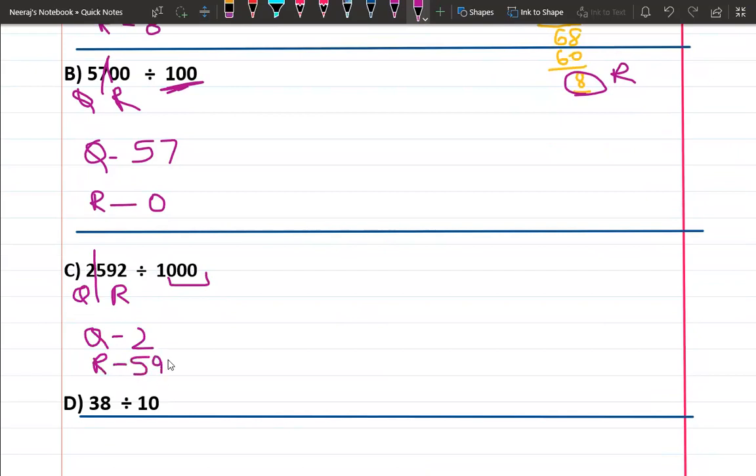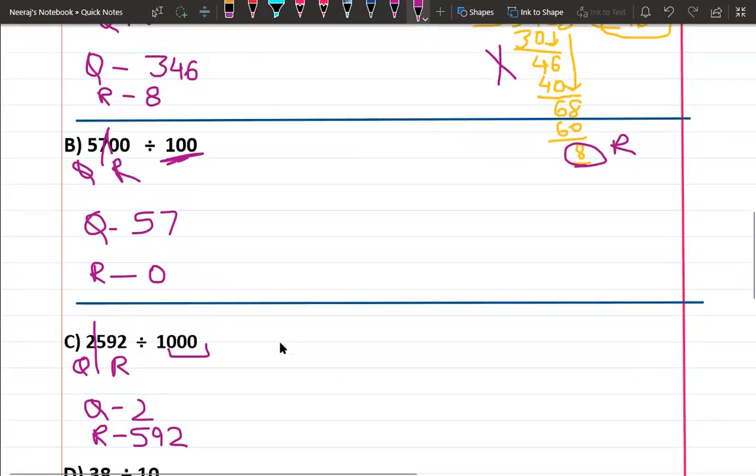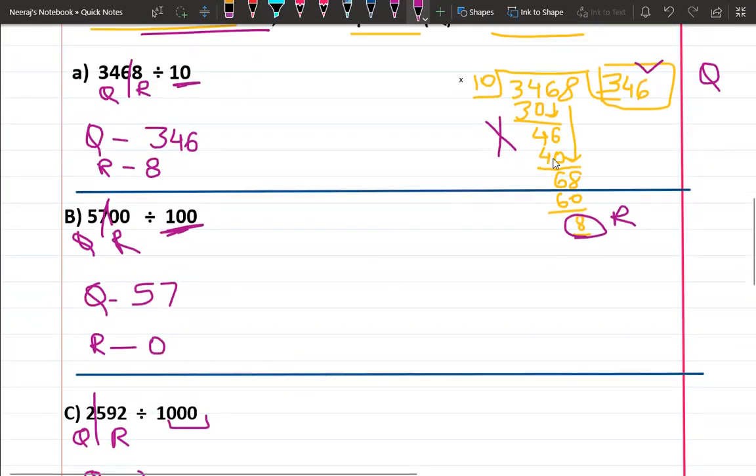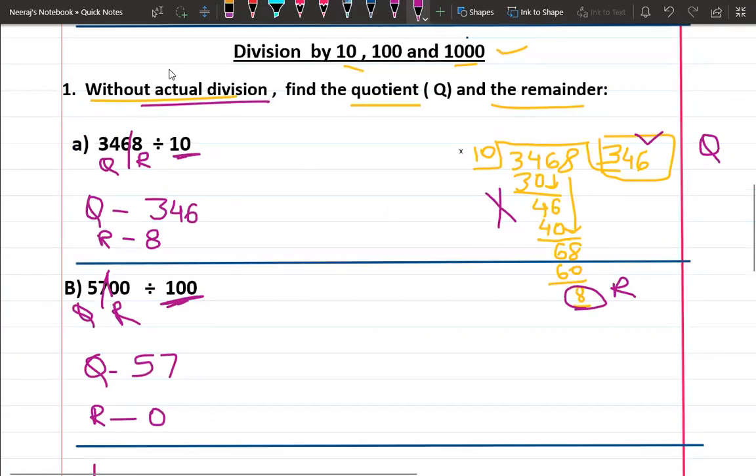In the same way, you have to do all the questions like this. But you are not allowed to do this division over here. No need to show it because we have to do this question without actual division.